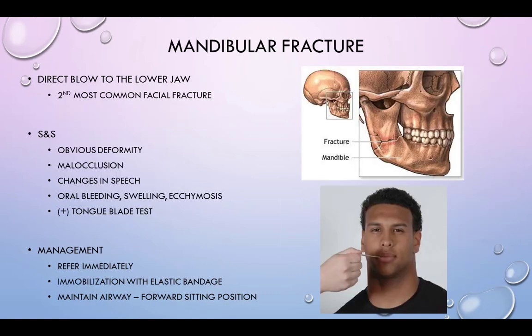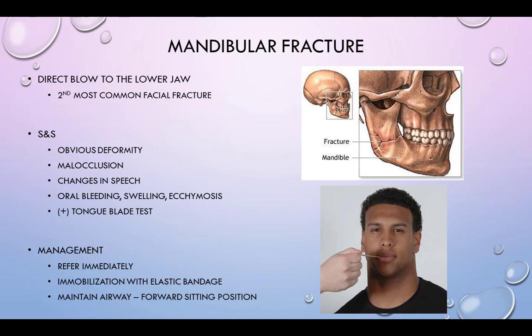A mandibular fracture can occur from a direct blow to the lower jaw. This is the second most common facial fracture. Signs and symptoms include obvious deformity, malocclusion, changes in speech, oral bleeding, swelling, and ecchymosis. They may also have what's called a positive tongue blade test.